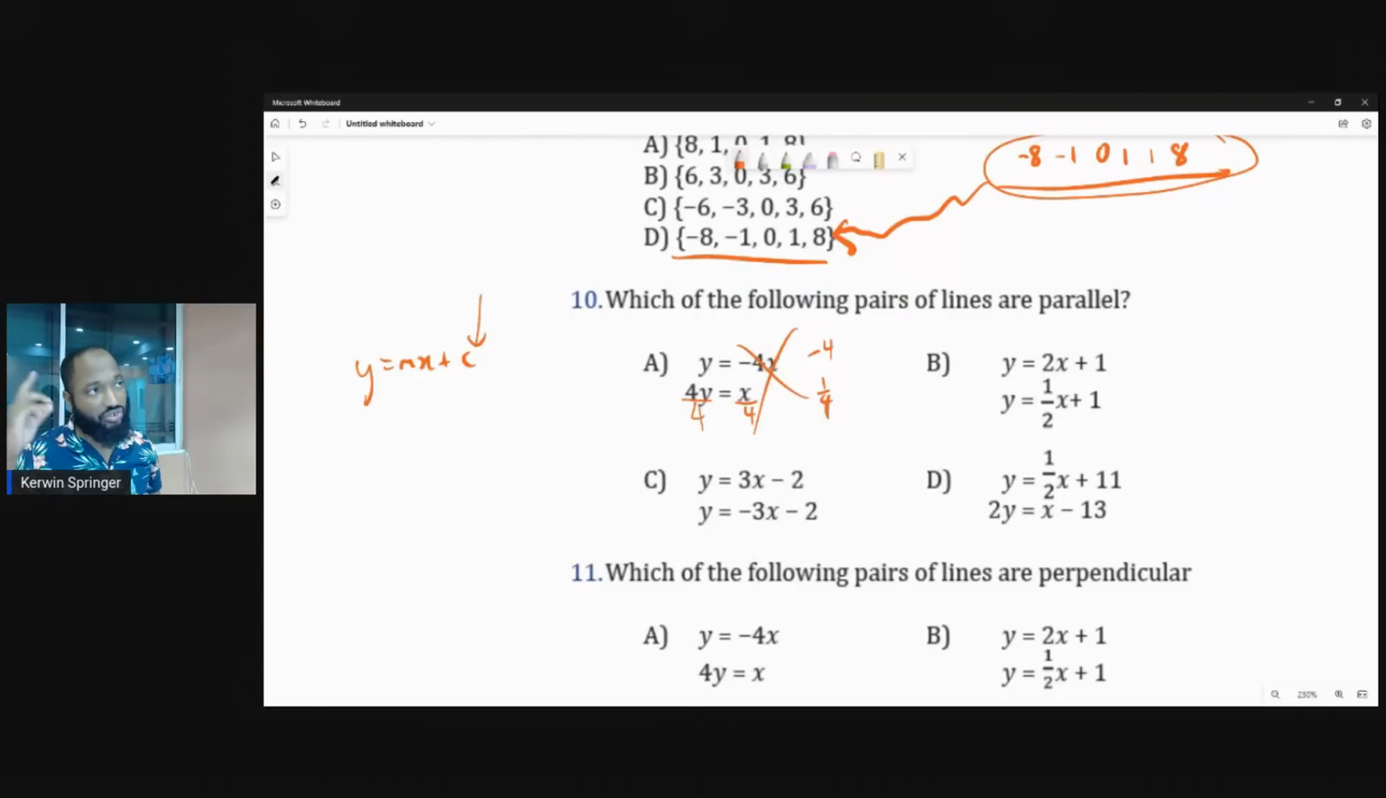You need to just raise the setting. And this is 3 and this is -3, so this is not parallel. This is 2 and this is a half. Not parallel, not even perpendicular. If it was perpendicular, it will be -1/2.